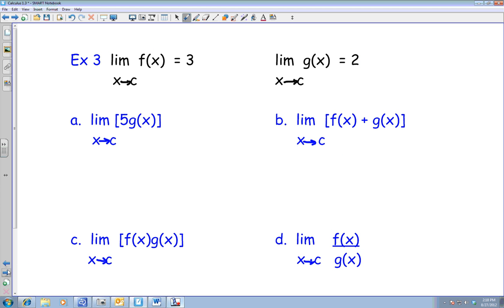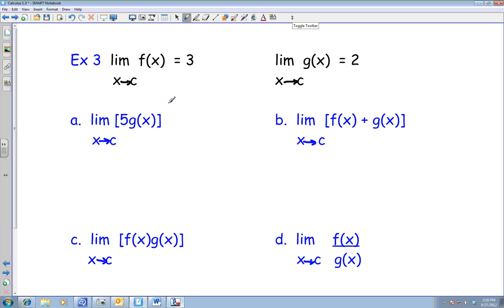Okay, example 3. This one looks a little different. Here's what they've given us. They've already worked the problem for us. They're finding the limit as x approaches some number of f of x, and they said that my answer is 3. Here's my second problem. The limit as x approaches that same number of g of x, so they're just saying two different functions. This time my answer is 2.